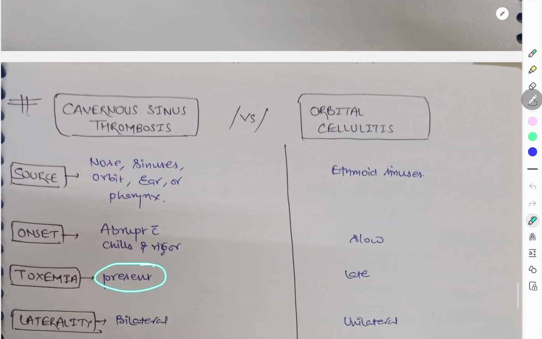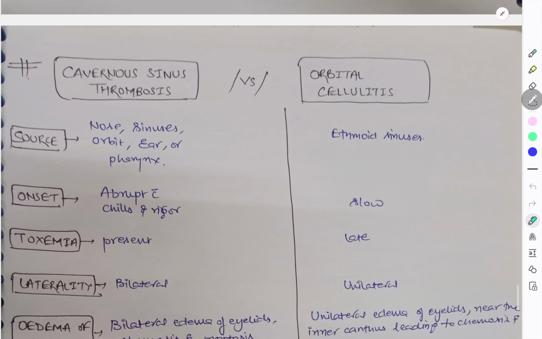Toxemia is present in cavernous sinus thrombosis, whereas toxemia is a late presentation in orbital cellulitis. So here you have to keep in mind that cavernous sinus thrombosis is a severe case, a very toxic condition. But orbital cellulitis is toxic, but not as much as compared to cavernous sinus thrombosis.